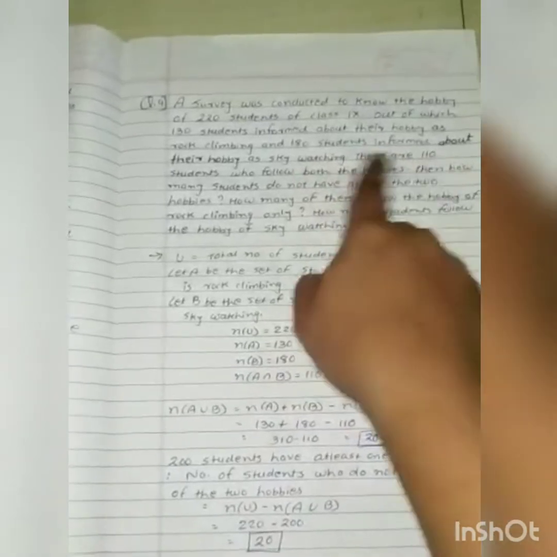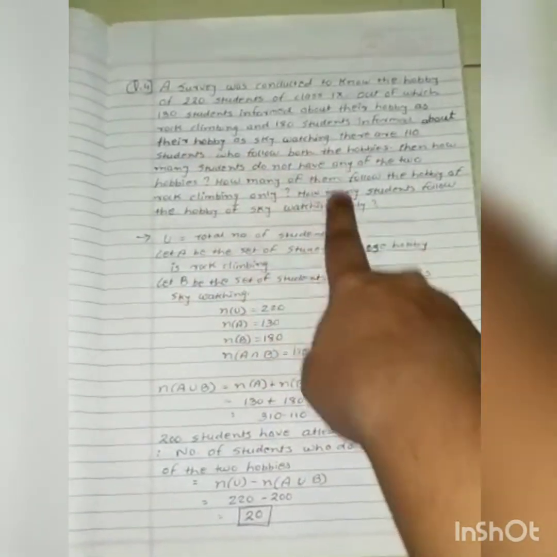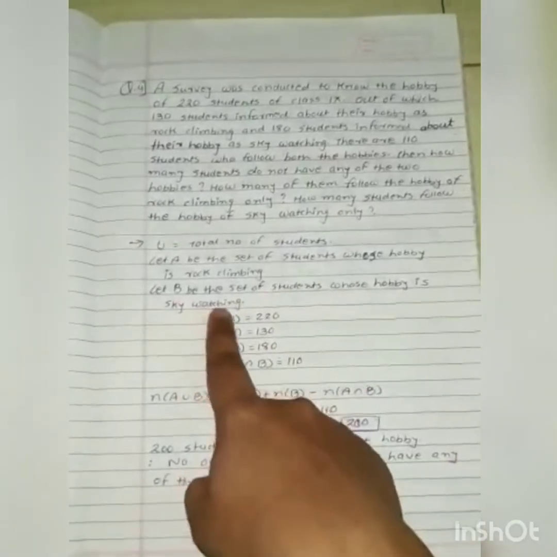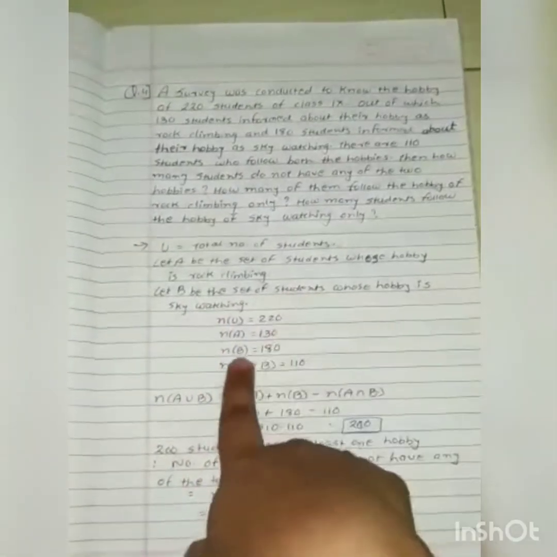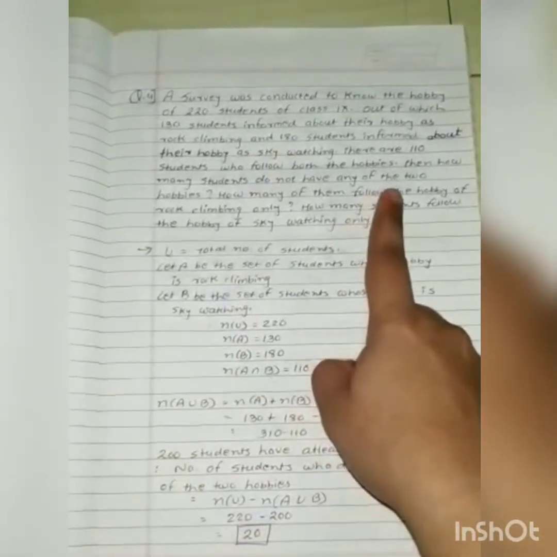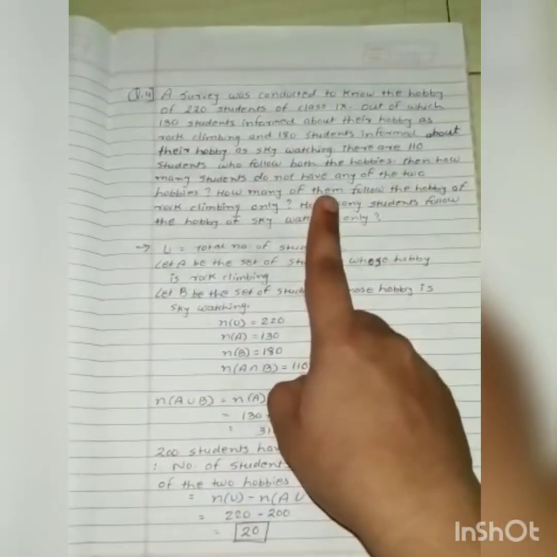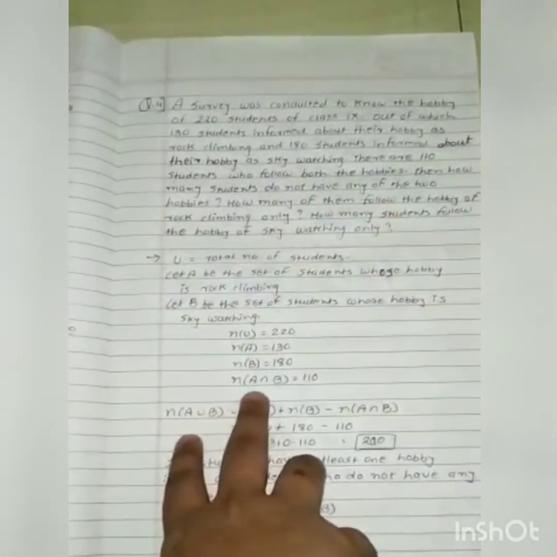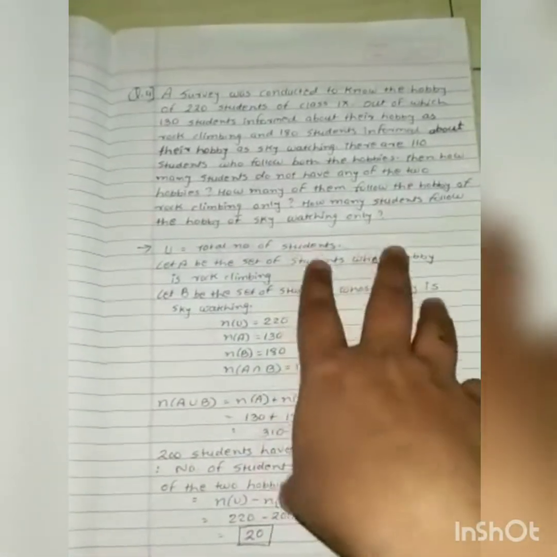180 students inform about their hobby as sky watching. So let B be the set of students whose hobby is sky watching, and number of B is 180. There are 110 students who follow both the hobbies. Both the hobbies means they are common. So number of A intersection B is 110.